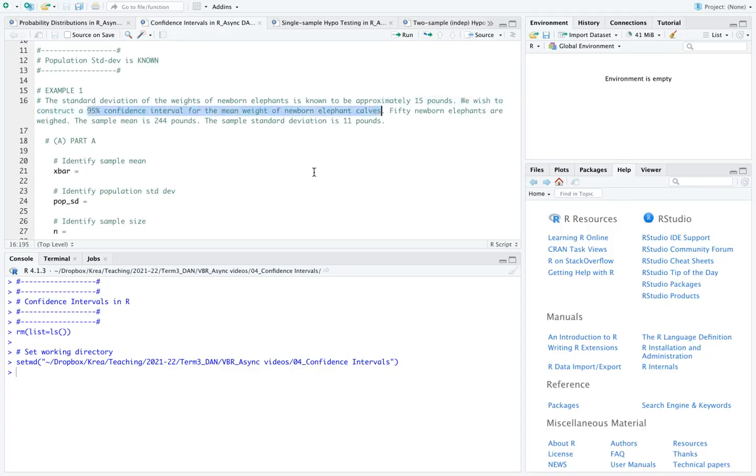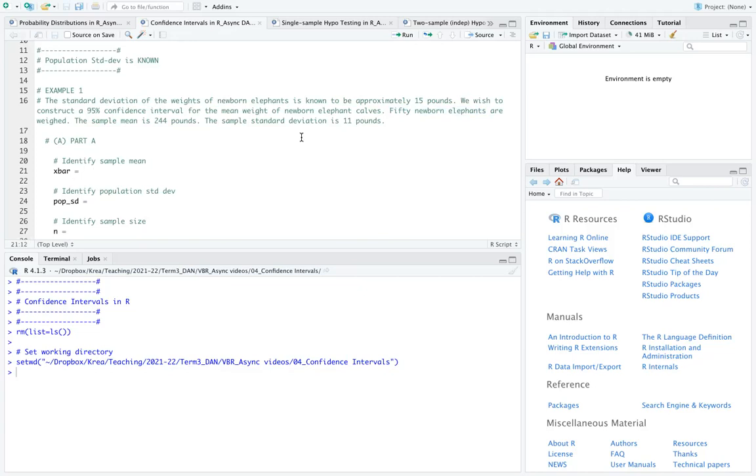Now, we know the population standard deviation because that's given to us, and it's about 15 pounds. We know the sample mean, and we also know the sample size, which is 50 newborn elephants. So as long as we know X bar, sigma, and N, we can construct our confidence interval. So let's go ahead and identify the key things that we need.